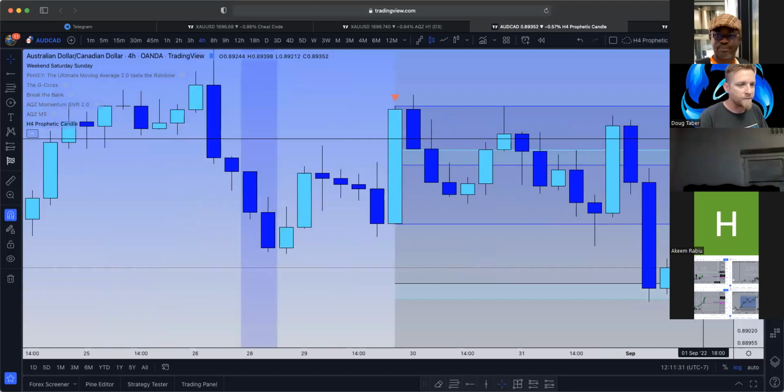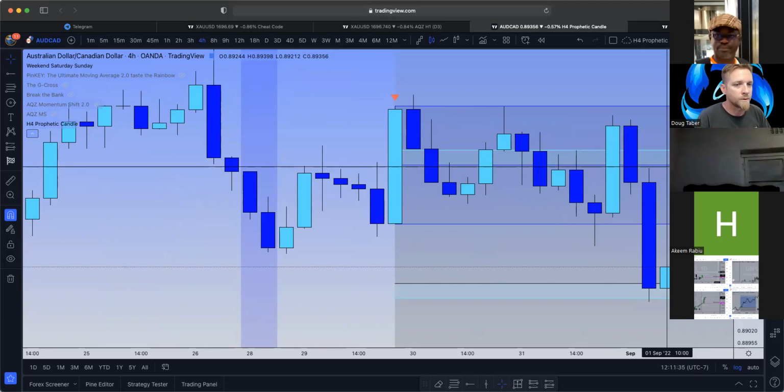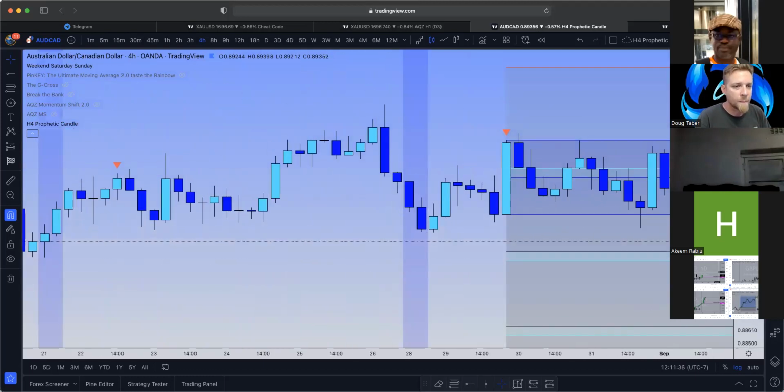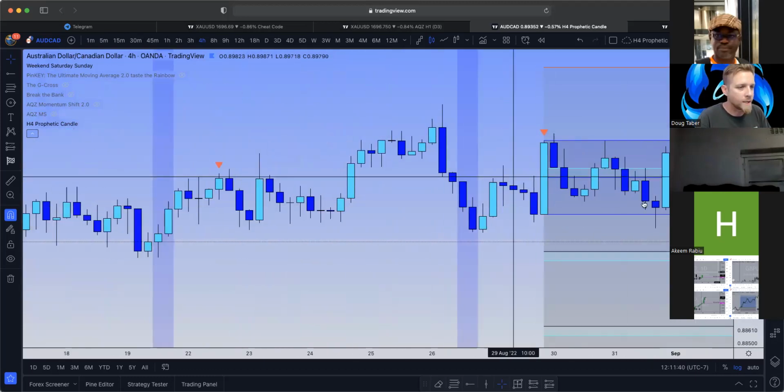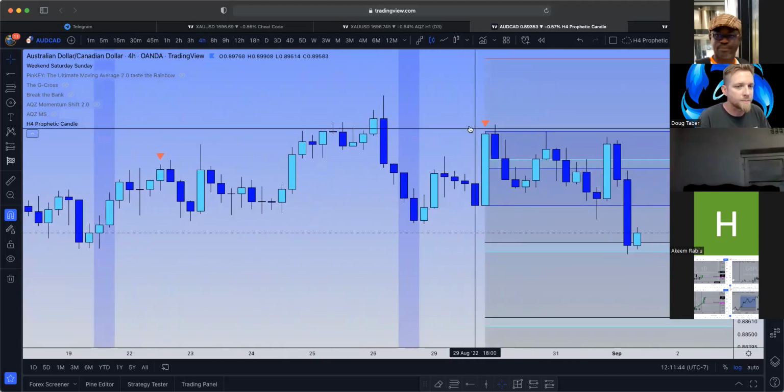This happens on every pair, metals, oil, crypto. No matter what it is, as long as it doesn't have too many gaps in the market, this trading method does work.